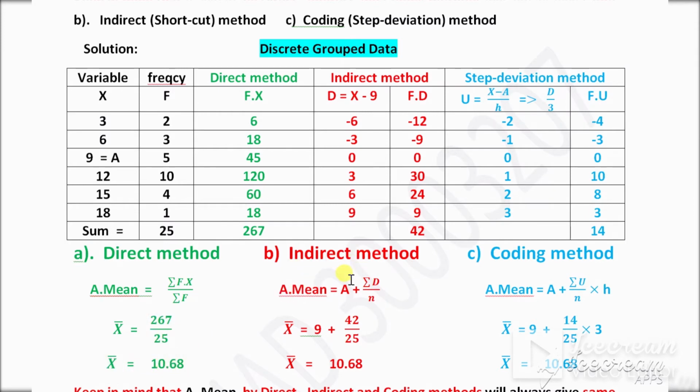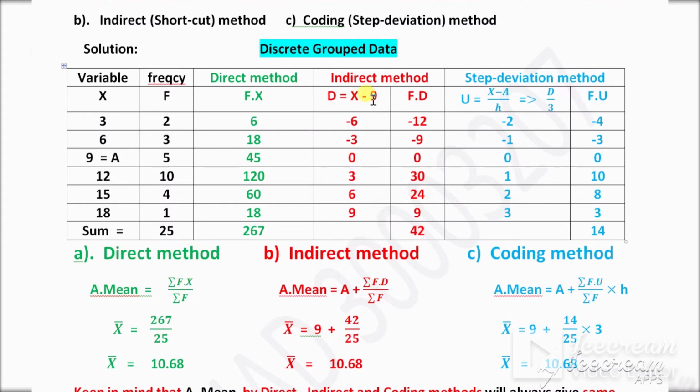Now the indirect method. Here I omit f in this question. For the indirect method, arithmetic mean is equal to a plus summation fd divided by summation f. So first we have to find the columns d and fd. For fd, first find the d column. D is the deviation, the difference. D is equal to x minus a.